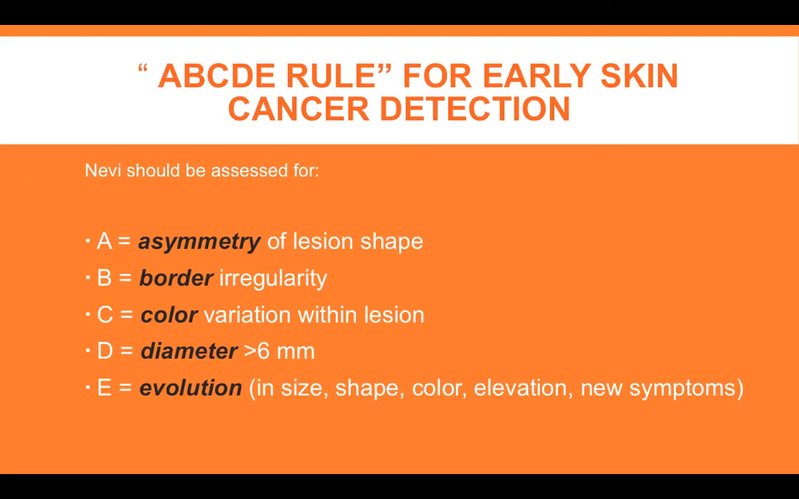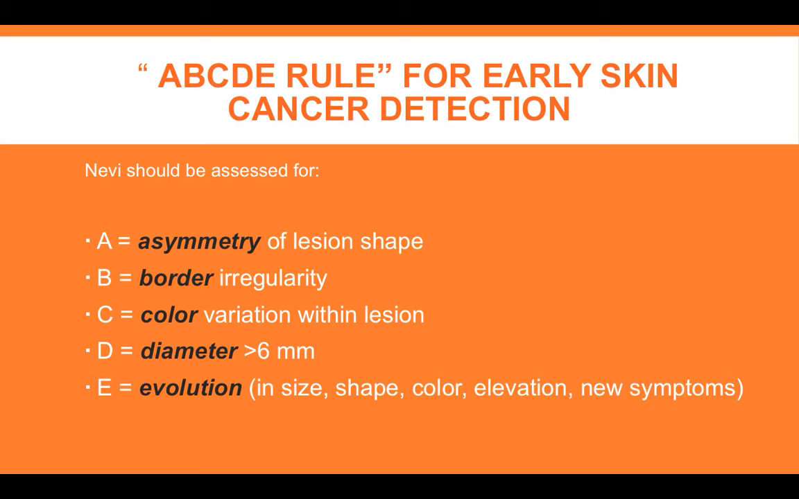Want to teach patients the ABCDE rule for early skin cancer detection. A is for asymmetry. So if you draw a line down the middle of the lesion, the left and right don't look similar. B, border irregularity. If you have irregular borders to the lesion.